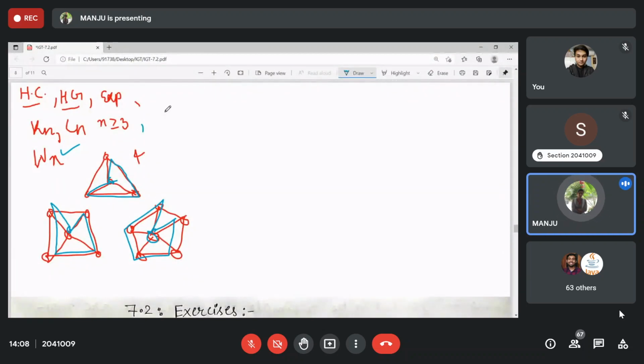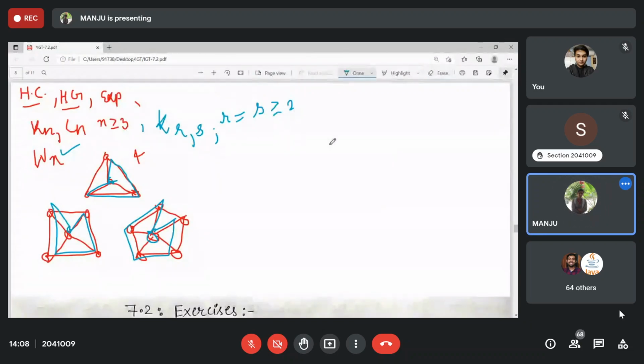What else? K_{R,S}. For R and S, both have to be at least 2, because K_{1,1} is non-Hamiltonian, K_{1,2} is non-Hamiltonian. That means K_{1,3} and so on, all the star graphs are non-Hamiltonian. So the minimum value has to be at least 2.